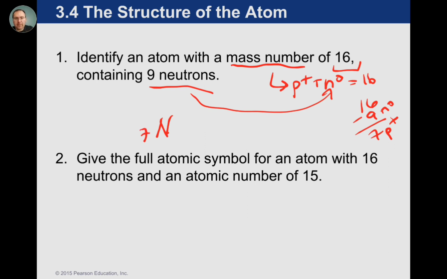You get its atomic number down low on the lower left, and then on the upper left, we're going to get that mass number of 16. The charge here is 0 because electrons weren't mentioned. We'd assume them to be the same as protons, which is 7.